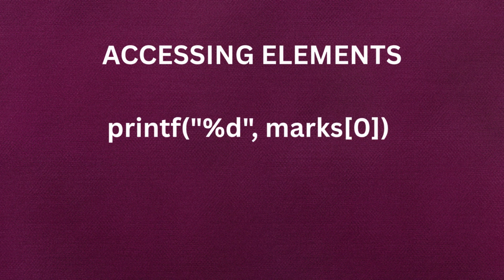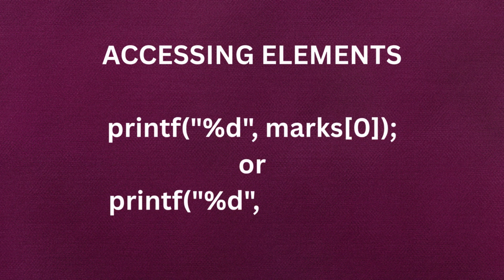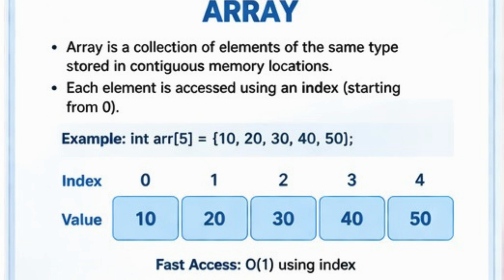Next, we see how we access the elements from an array. We access elements using the index number. Example, printf("%d", marks[0]). It means we access the first element from the array. This is 50. A very important rule in arrays: array index starts from 0, and the last index is size minus 1. For example, if we declare an array of size 5, then the last index is 4.